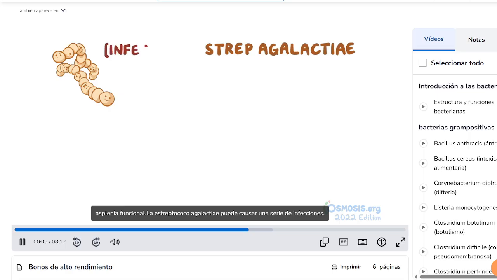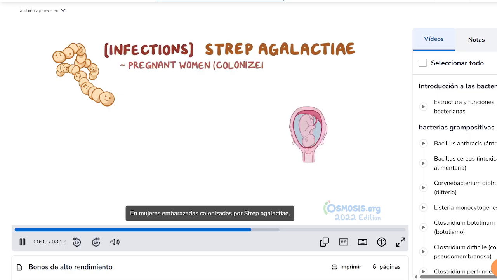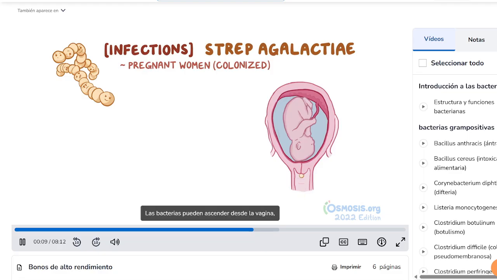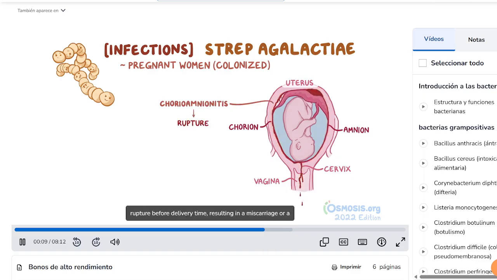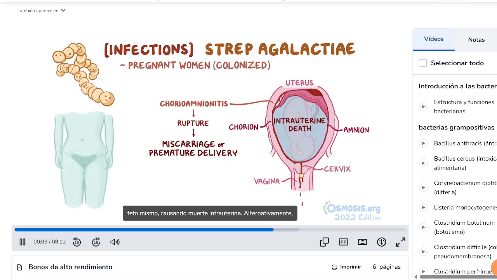Strep agalactiae can cause a number of infections. In pregnant women who are colonized with Strep agalactiae, bacteria can ascend from the vagina through the cervix and get right into the uterus. From here they can infect the fetal membranes, namely the chorion and amnion, causing chorioamnionitis. When this happens, these membranes can get damaged and then rupture before delivery time, resulting in a miscarriage or a premature delivery. Sometimes the infection can even spread to the fetus itself, causing intrauterine death. Alternatively, Strep agalactiae can get from the vagina on the perineum and make their way up the urethra, causing cystitis, which is the inflammation of the urinary bladder.